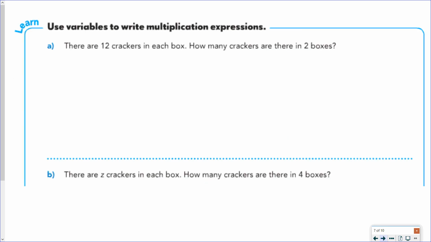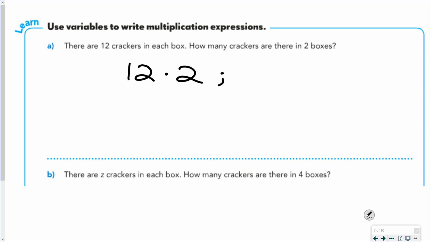We can also write algebraic and numeric expressions for multiplication. So if there are 12 crackers in each box, how many crackers are there in 2 boxes? Again, you might be tempted to write 24, but we are writing expressions, so that would be 12 times 2. And you'll notice in this situation that I am using the multiplication dot as opposed to the multiplication x. We start to do that here because x can be used as a variable, and this helps us determine if it's multiplication or if we're using a variable.